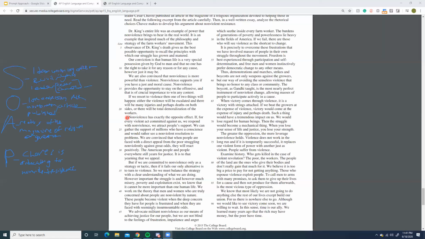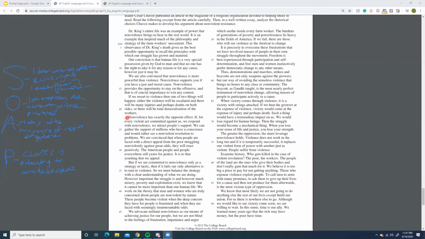But if we are committed to nonviolence only as a strategy or tactic, then if it fails, our only alternative is to turn to violence. So we must balance the strategy with a clear understanding of what we are doing. However important the struggle is, and however much misery and poverty and exploitation exist, we know that it cannot be more important than one human life.